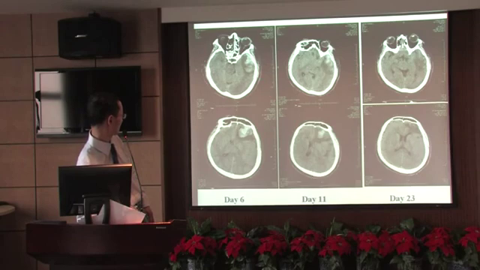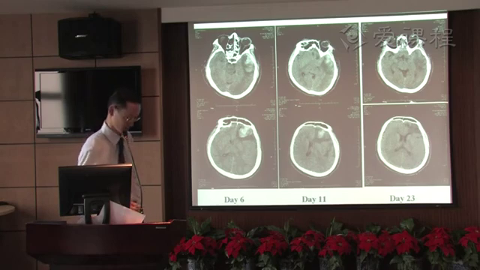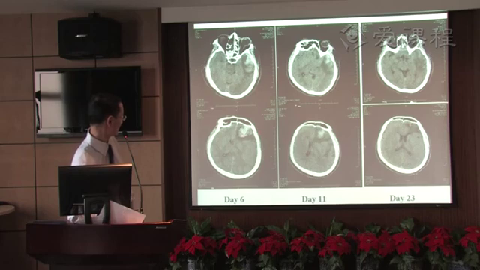And we can also see the hematoma 6 days after head trauma. No surgery is indicated for this patient. No surgical indication for the patient because of the good clinical manifestation. And 23 days later, we can see the hematoma here.